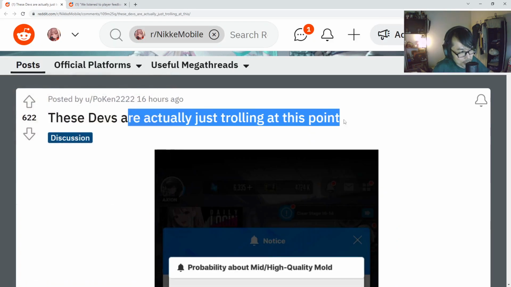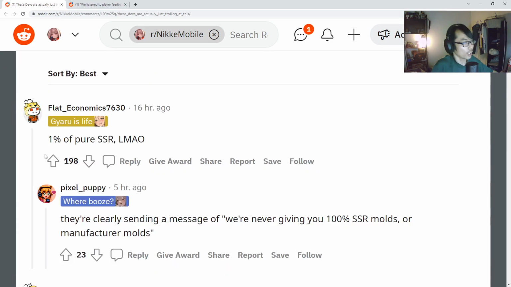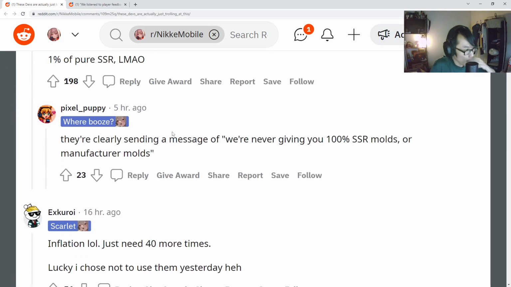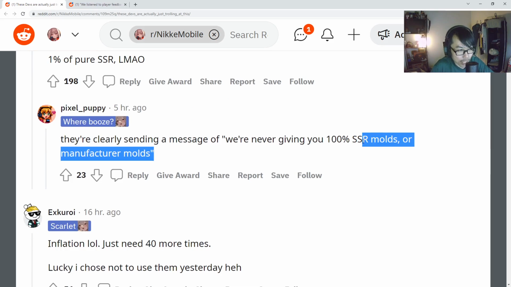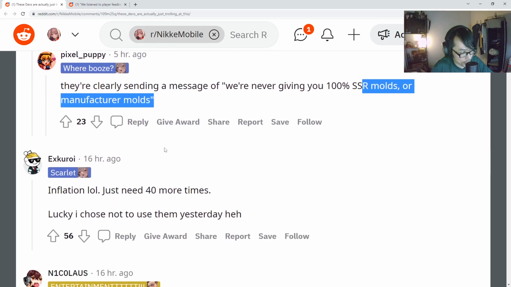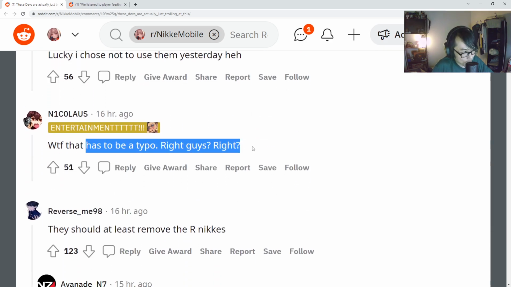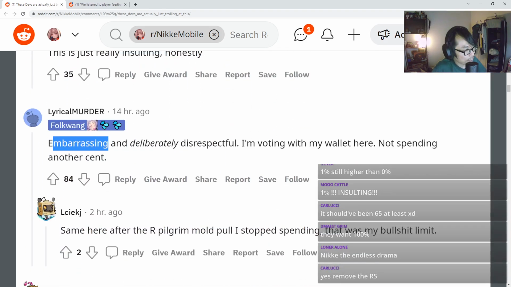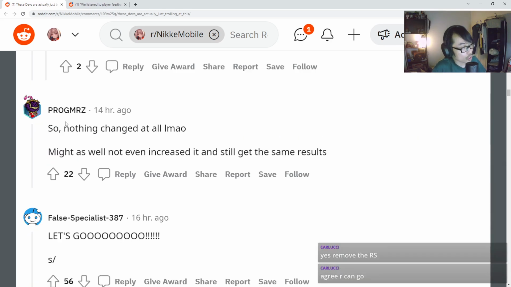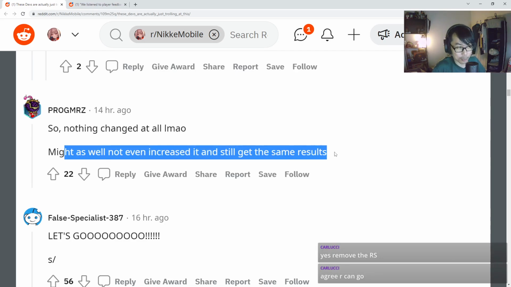The devs are actually just trolling at this point. Okay. 1% lmao. They're clearly saying we're never giving you 100% SSR malls or manufacturer malls. Inflation, just need 40 more times. It has to be a typo, right guys, right? Embarrassing and deliberately disrespectful. I'm voting with my wallet here, not spending another cent. So nothing has changed at all, lmao. Might as well not even increase it and still get the same results.